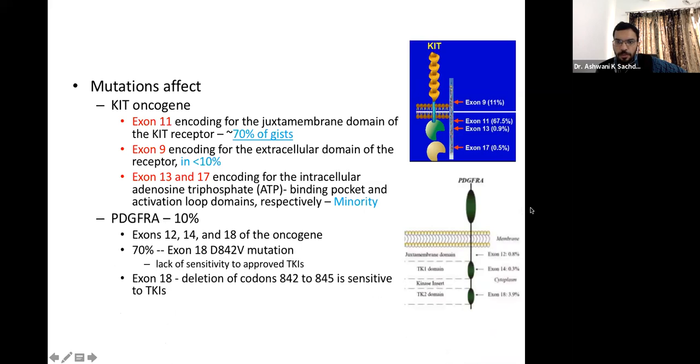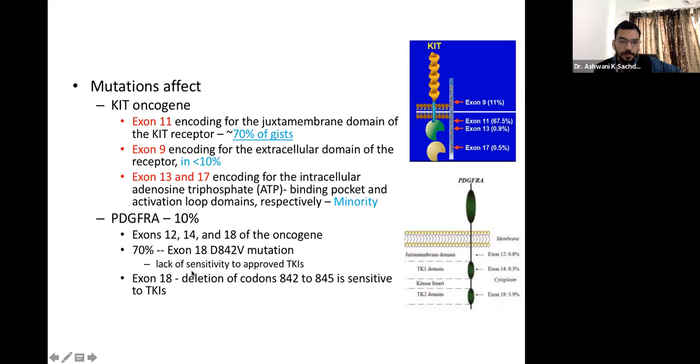And PDGFR mutation is present in about 10%. Some have given about 2 to 5%. So PDGFR mutations are much less common compared to the KIT oncogene. They usually occur in exon 12, 14, and 18, out of which exon 18 mutations are most common. And among exon 18 mutations, D842V mutation is the most common. 70% of the exon 18 mutations are D842V, and it has a predictive role.